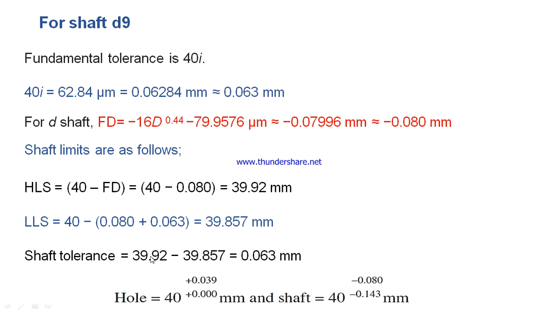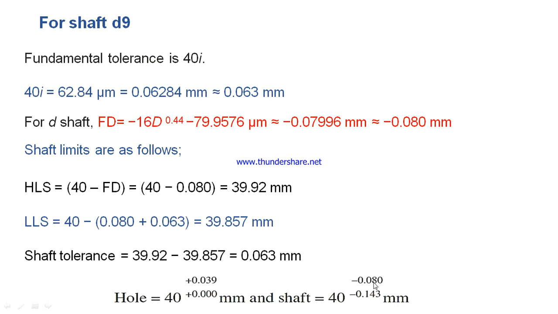So what is the shaft tolerance then? Higher limit of the shaft minus lower limit of the shaft is equal to shaft tolerance, which is 0.063 mm. For the hole, the dimensions are: lower limit is 0.00 because lower limit is equal to basic size, and higher limit is 0 plus 0.039. For the shaft, basic size is this particular 40 mm, and you can calculate the lower limit and upper limit.